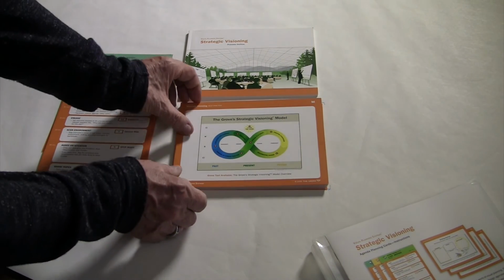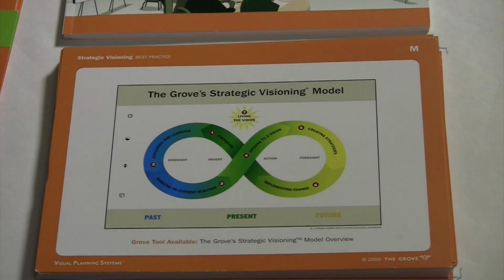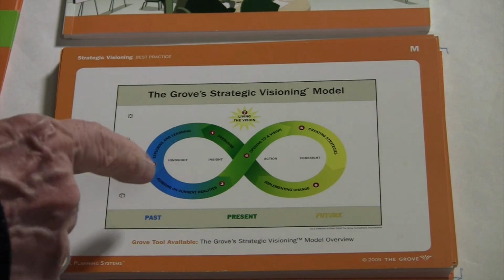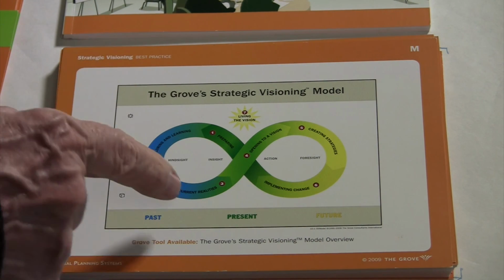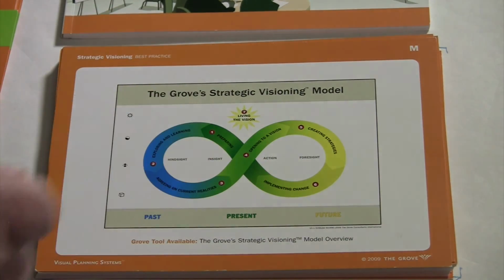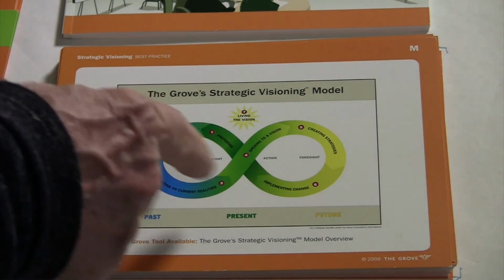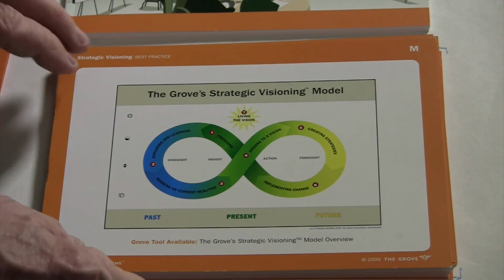So let's look at the graphic guide cards. Here's the model, the strategic visioning model, and it shows basically the creative tension between looking at the past and analyzing it, the blue, looking at the future, the yellow, and bringing those together in the green in the center, and continuing to do this with top teams, direct reports, and maybe even the whole organization.